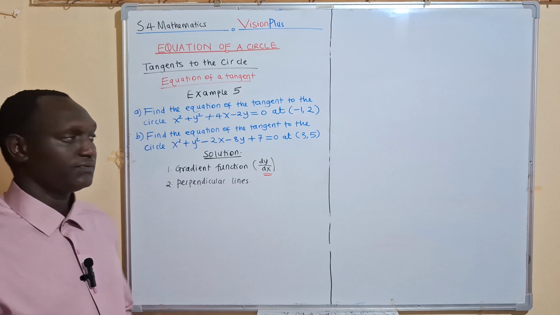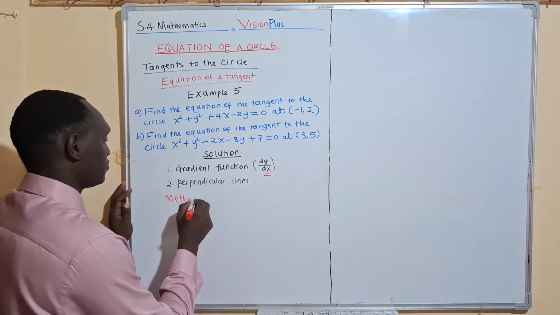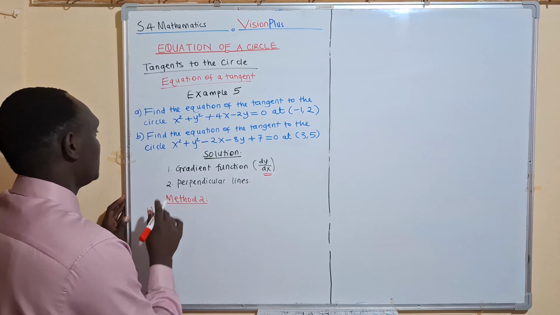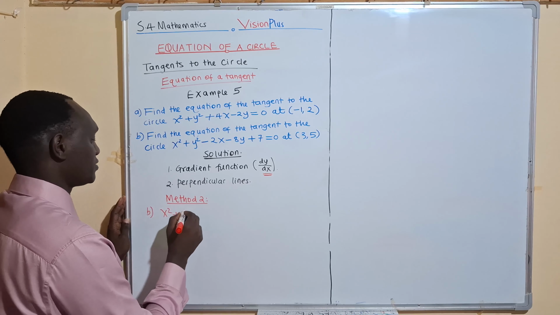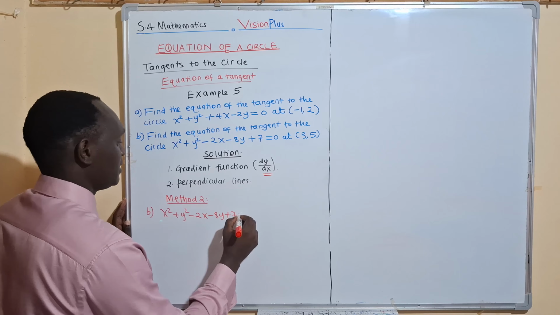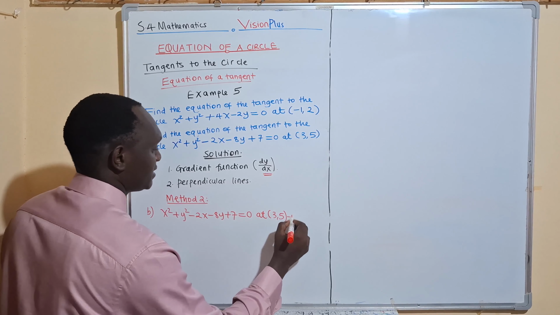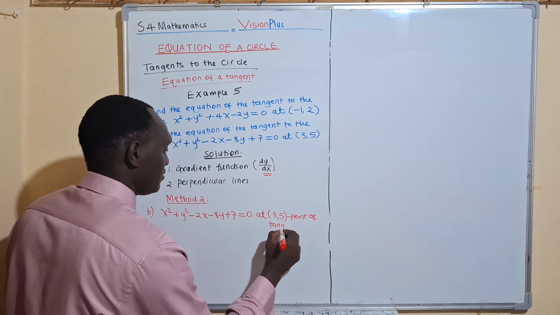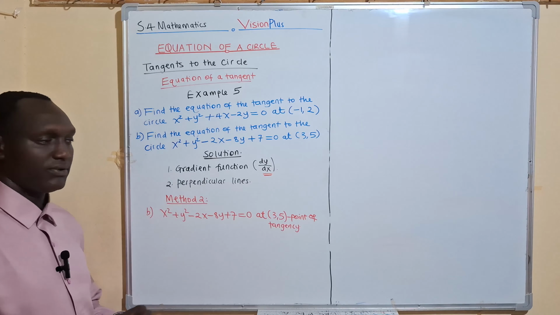Now let us solve part B using method 2, that is the method of considering perpendicular lines. Part B using method 2 says: find the equation of the tangent to the circle x squared plus y squared minus 2x minus 8y plus 7 equals 0 at the point of tangency (3, 5). This is the point of tangency, that is the point on the circumference of the circle where the tangent touches the circle.